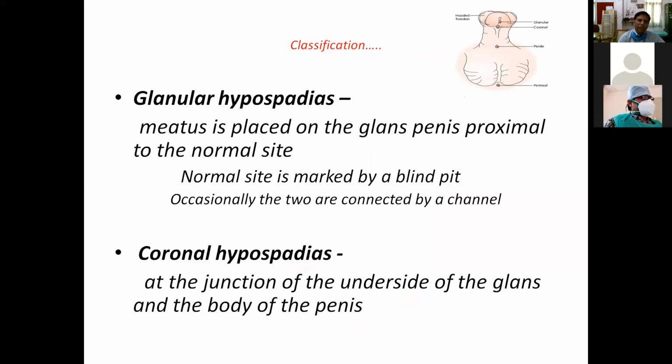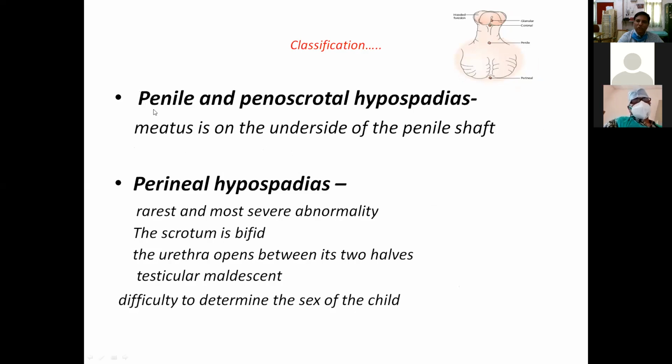In the glandular variety, the meatus is placed on the glans penis only, just proximal to the normal site. Coronal hypospadias is at the junction of the underside of the glans and the body of the penis, on the coronal sulcus. Penile and penoscrotal hypospadias, the meatus is on the undersurface of the penis. Perineal hypospadias, this is important. Perineal hypospadias is the rarest, most severe abnormality.